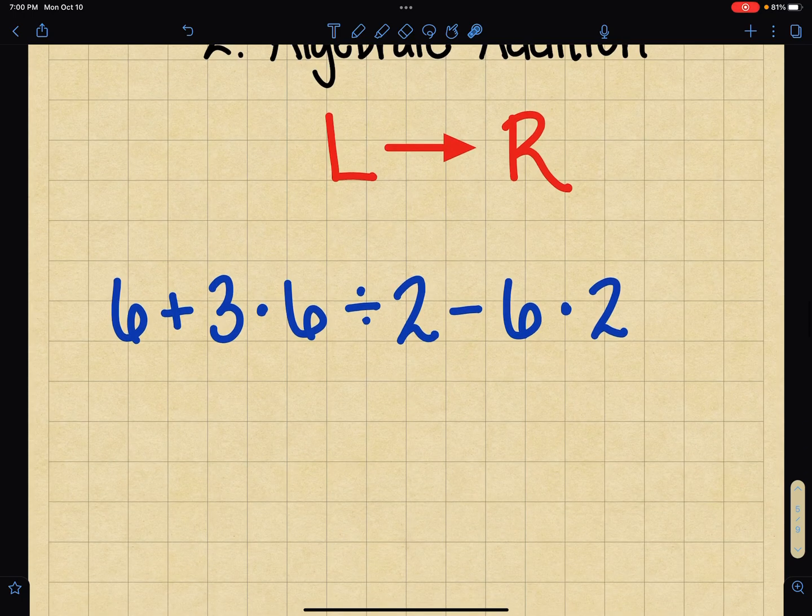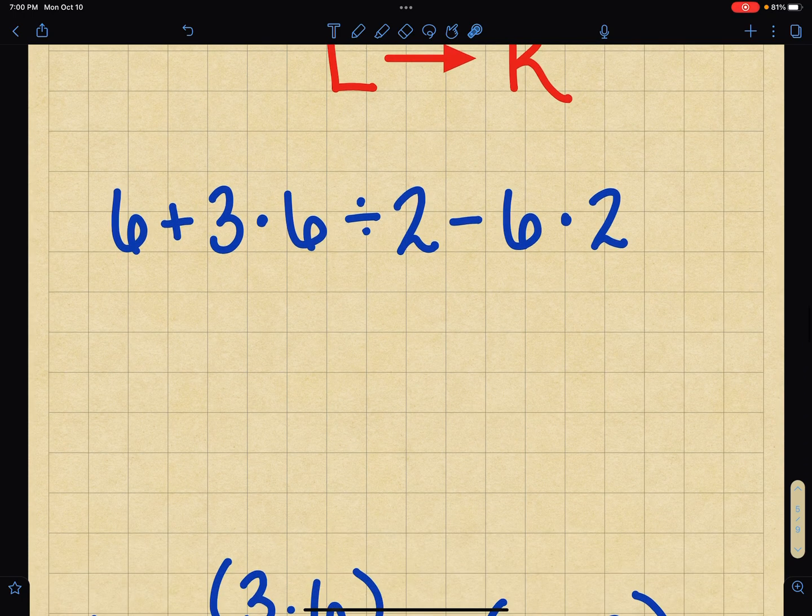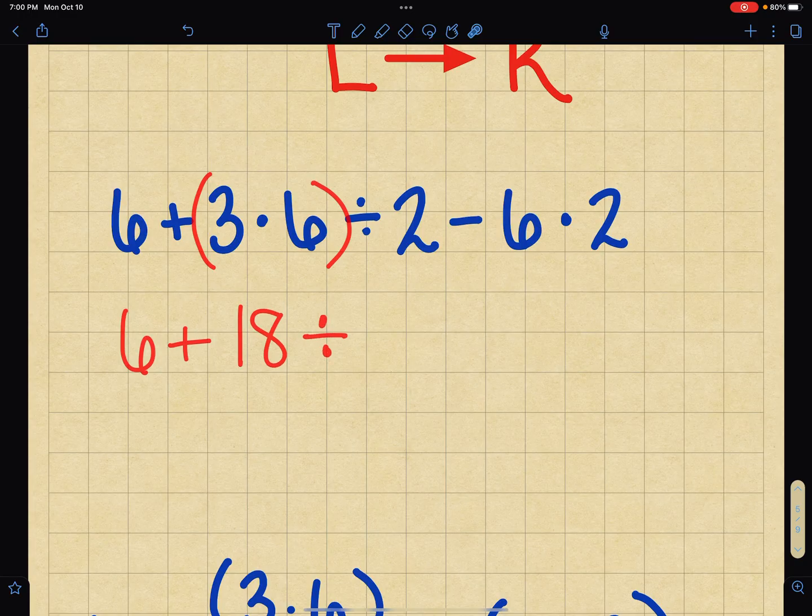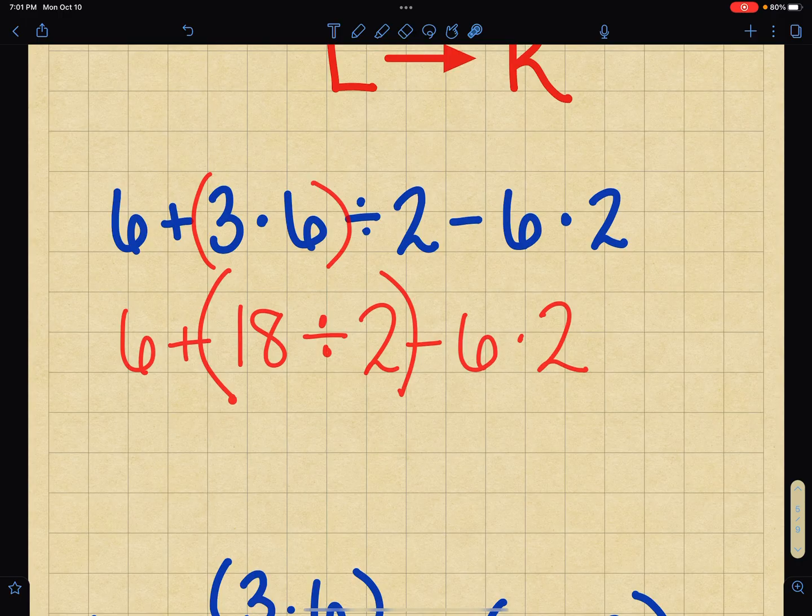For example, let's do this problem now. Let's go through and see what we're going to do first. It's kind of like finding the hidden nucleus. I'm going to start with this. 6 plus 18, and then I'm just going to bring everything else down. Okay, and then the next thing I'm going to do is 18 divided by 2. So that's going to be 6 plus 9 minus 6 times 2.